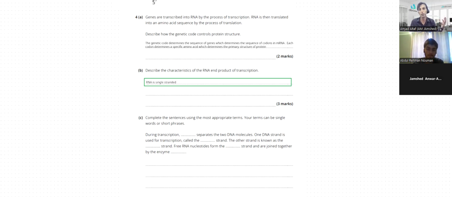So it can leave the nucleus to be translated. These are the characteristics. You can add any other, but this is what the very apparent characteristics are of the RNA, which is formed as an end product of transcription. So definitely, single strand, uracil in place of thymine, complementary to DNA. Are you getting it?